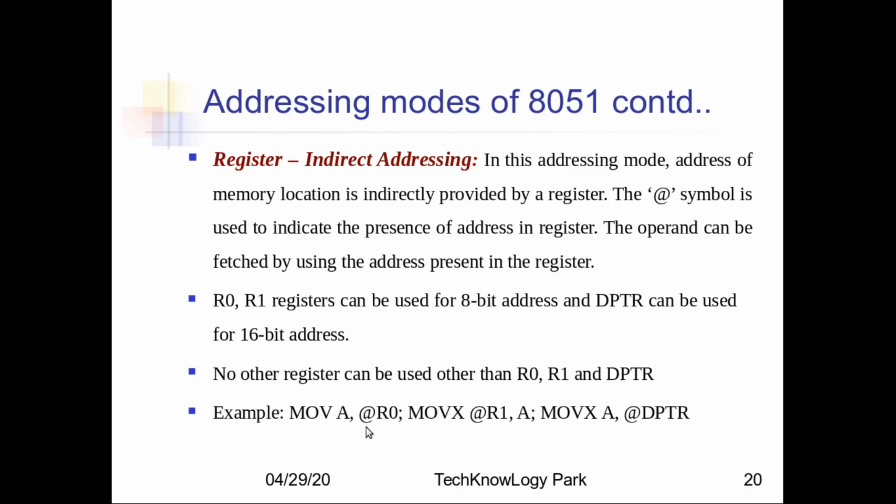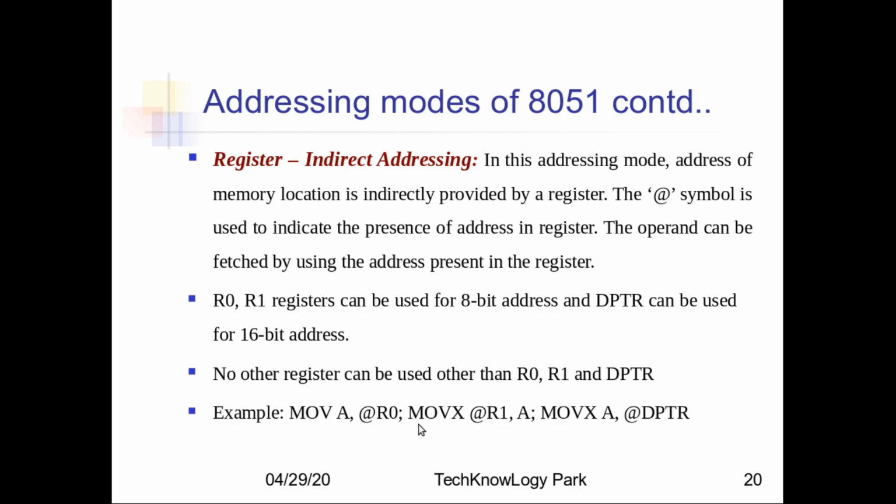Here we cannot use any registers other than R0 and R1 for internal or external memory transfer of 8-bit addresses. If I want to transfer to external memory, which can have a 16-bit address, then we can use DPTR. R0 and R1 can be used for an 8-bit address and DPTR can be used for a 16-bit address, and the 16-bit address will be external to the 8051 microcontroller. Very important: no other registers can be used other than R0, R1 and DPTR. Normally, to move data indirectly inside the internal memory, we can use R0 and R1.